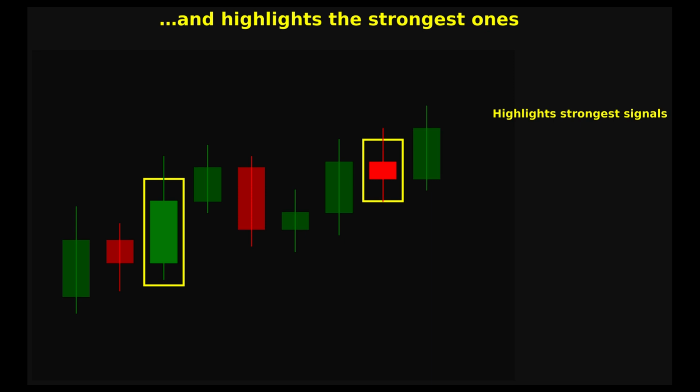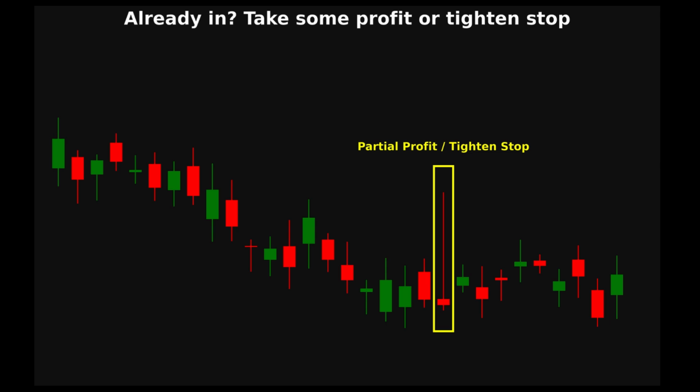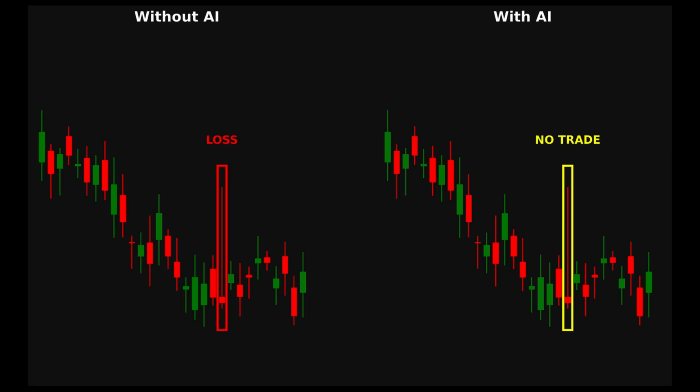And one last mindset shift. A sell signal doesn't always mean sell everything. If you're already in, it might mean take some profits or tighten your stop. If you're not in, it might simply mean don't buy yet. That difference alone can save you a lot of losses.